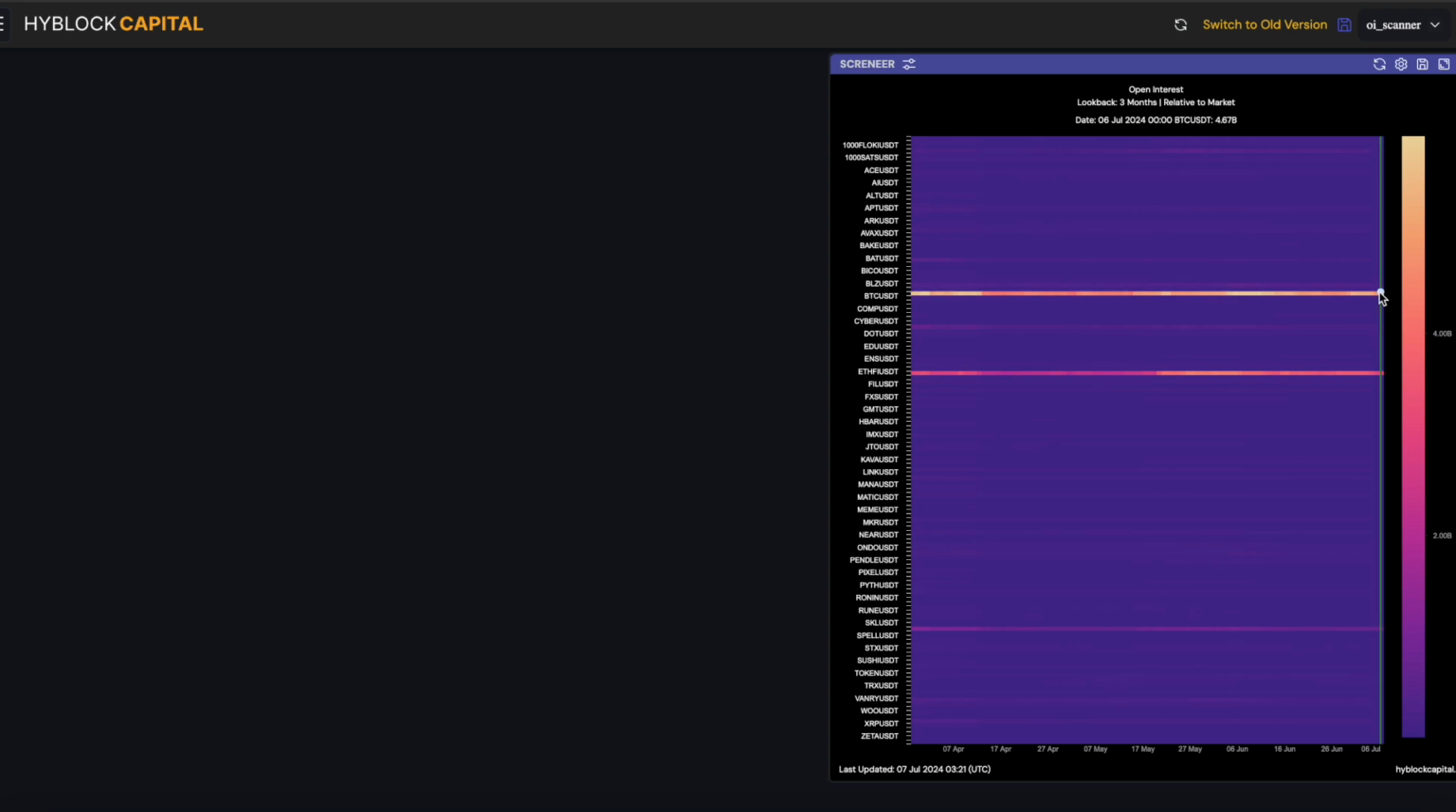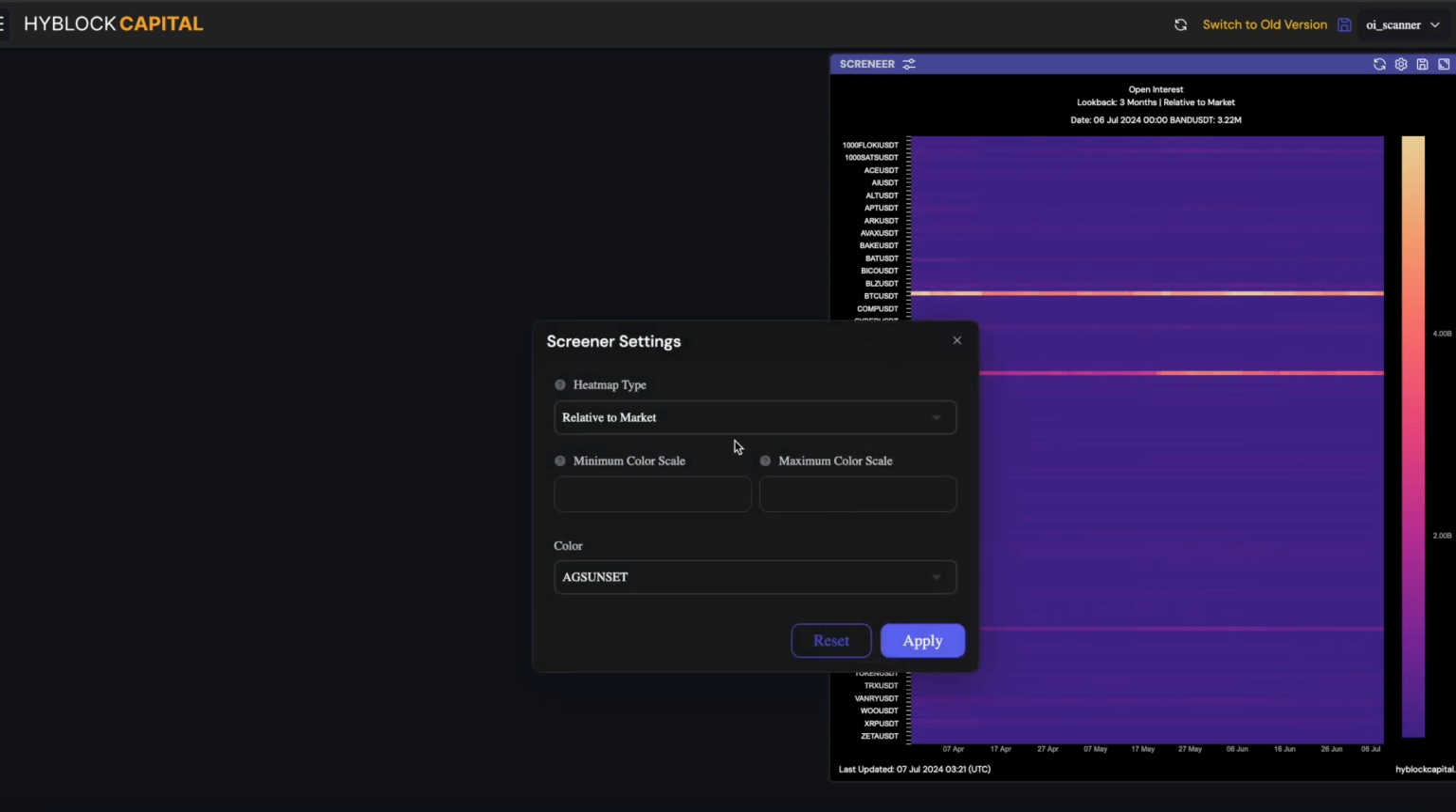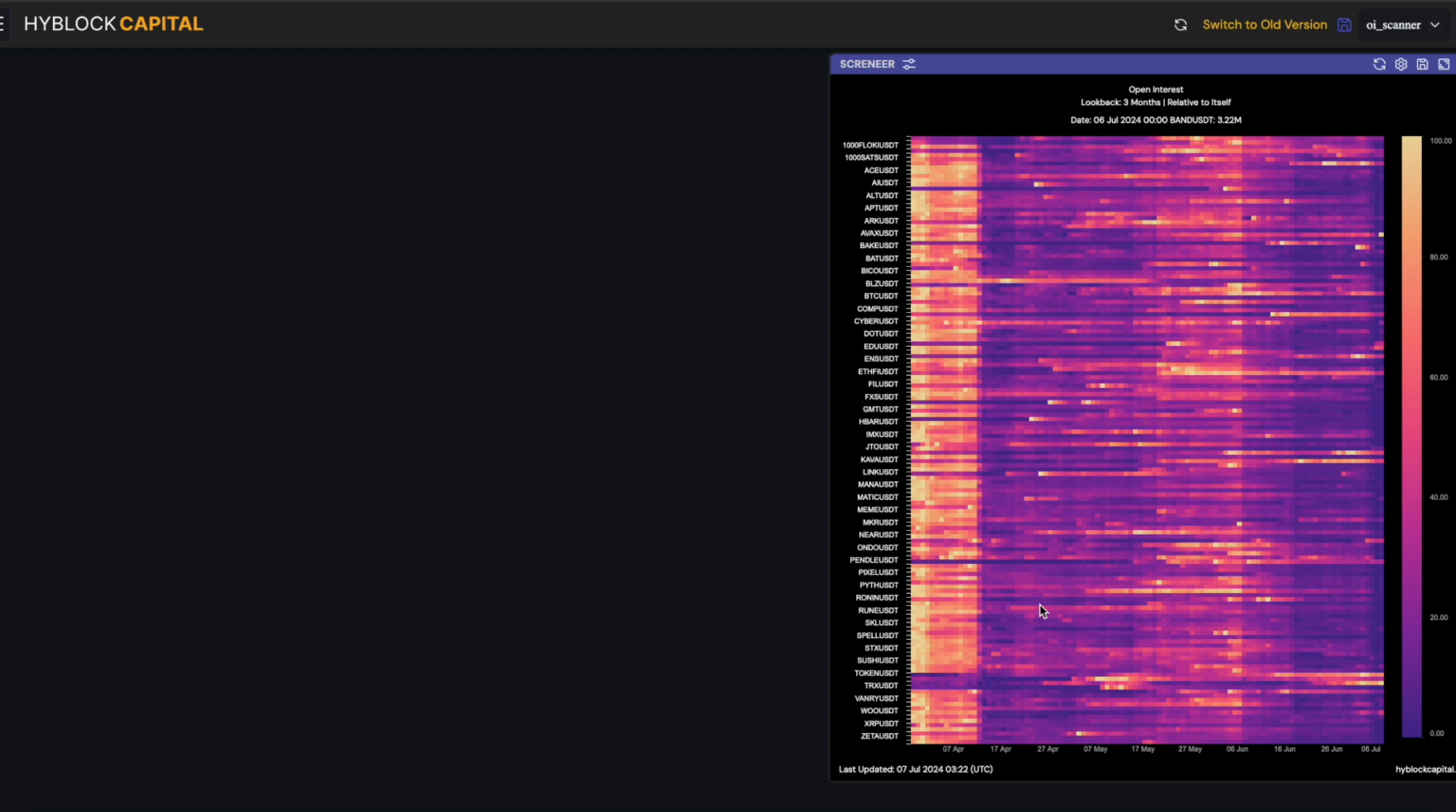Now, let's switch to the relative to itself mode. This heat map normalizes open interest data for each coin, showing changes relative to their own historical data. This mode highlights individual spikes and drops more effectively.